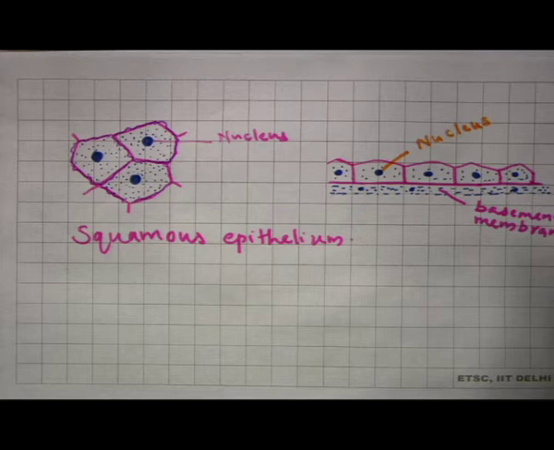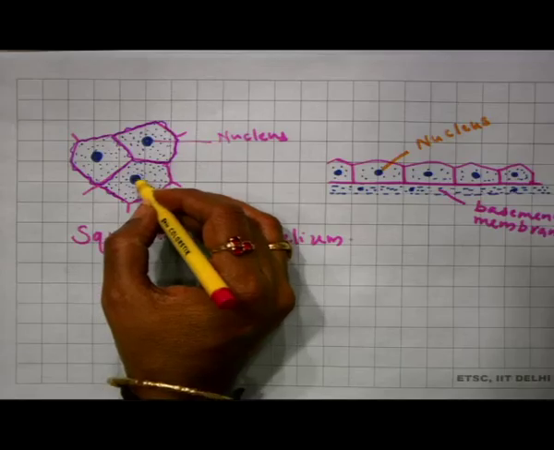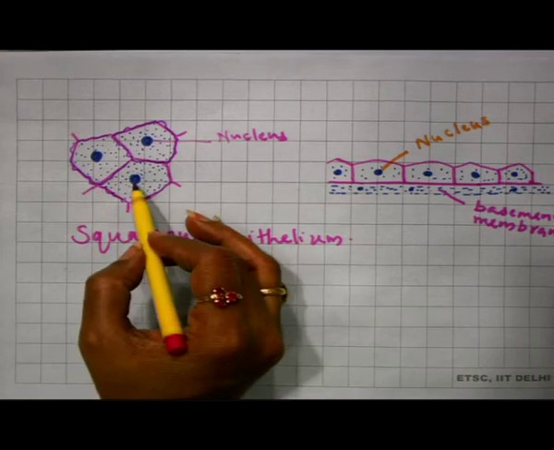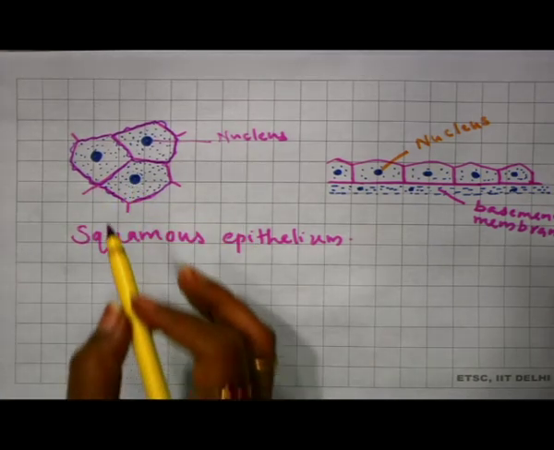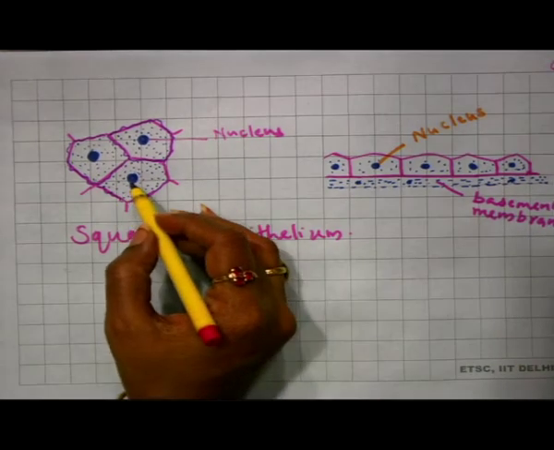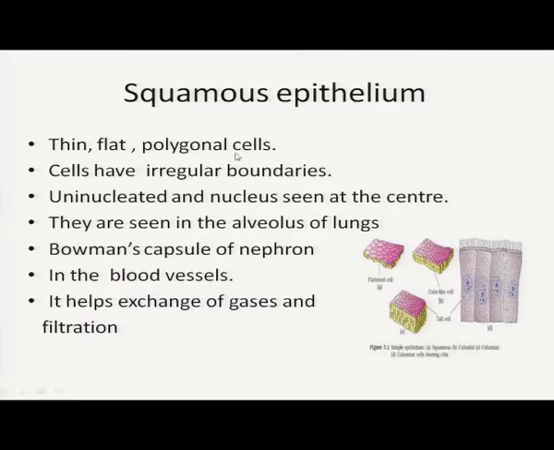And see how many nuclei are in these tissues normally. It has only one nucleus at the center. That means it is uninucleated, and regarding its position, you can see the nucleus exactly at the center. So, they are thin, flat and polygonal cells with irregular boundaries. They are uninucleated and the nucleus is seen exactly at the center.